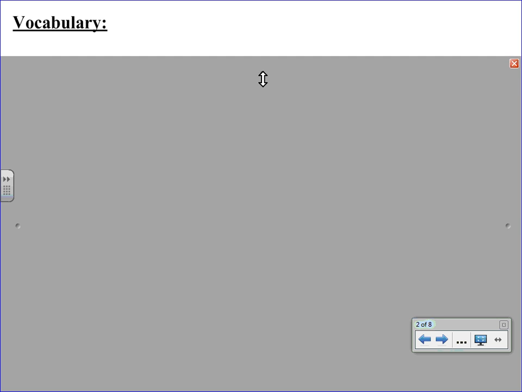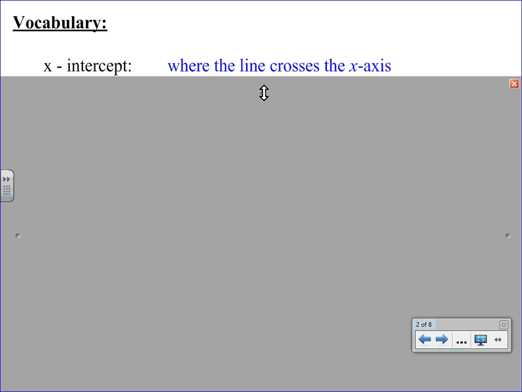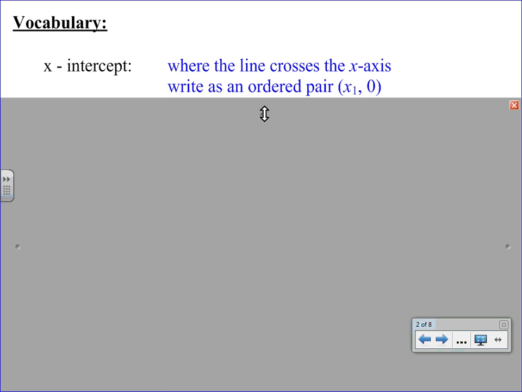So let's start with the x-intercept. We know this as the spot or the point where the line crosses the x-axis. So in a problem, when you see the words x-intercept, what we want you to do is to convert that to an ordered pair. And whenever you write the ordered pair, you're obviously going to have a number for the x value and a 0 for the y value.